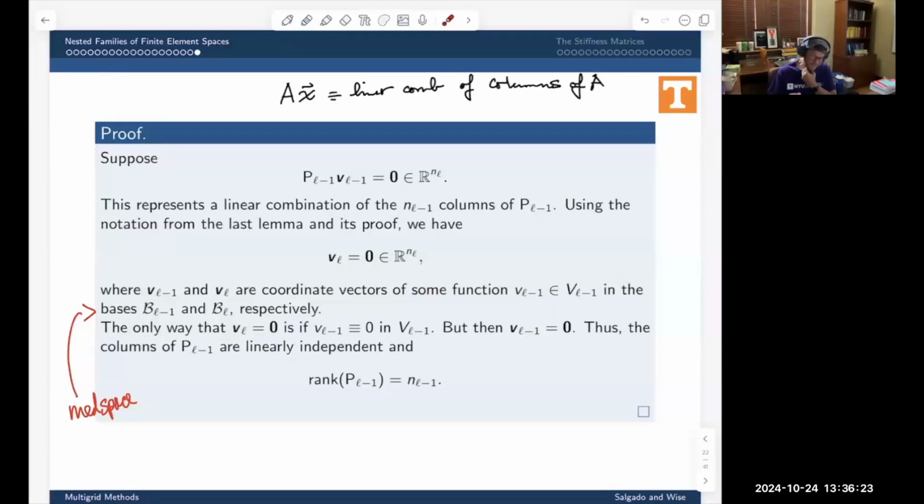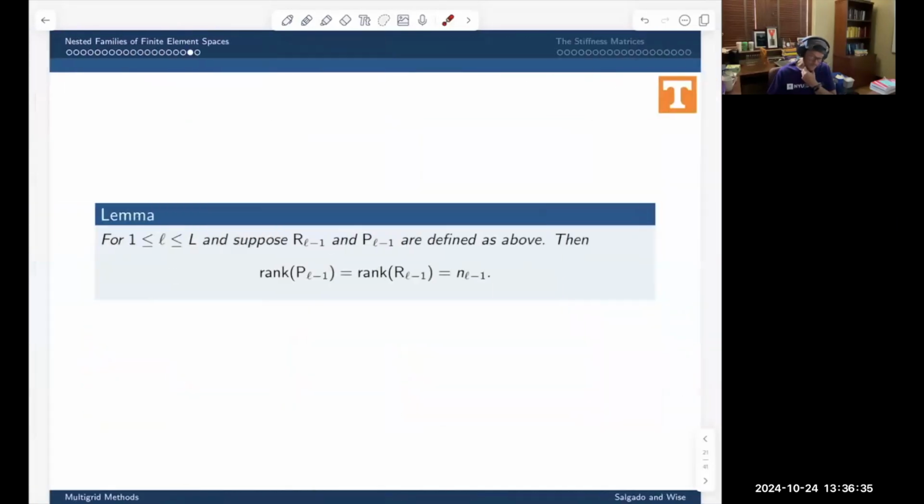All right, so that says that the columns of P_{L-1} have to be linearly independent. But that also tells us that the rank of P_{L-1} has to be equal to its number of columns. So we're done. And of course, the reason why the rank of R is the same is because that's just the transpose of P. So the rank doesn't change when we take transposition.